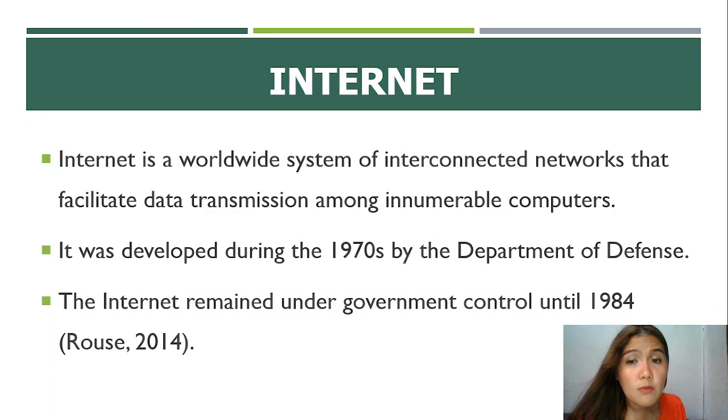So, dati, ang internet was used only by the government and the scientists para makapag-communicate to other scientists. So, the internet remained under government control until 1984. And one early problem na kinahaharap ng internet users was the speed. Before kasi napakabagal talaga ng internet natin. It was 2G, naalala ko may 2G, 1G pa noon. And ngayon may 5G na.